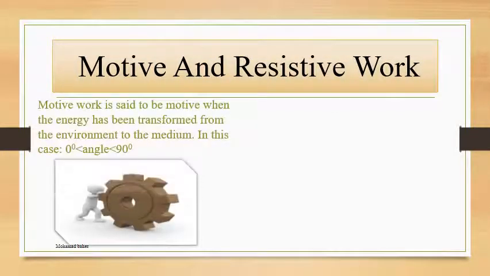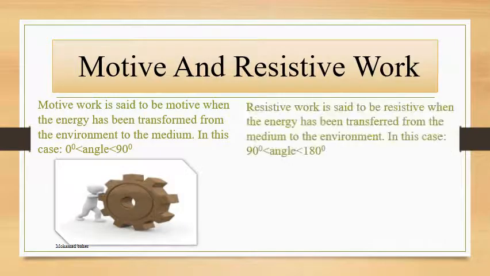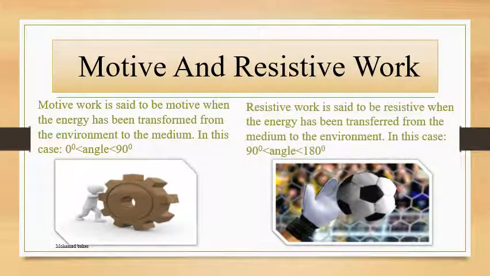The final point today is how to differentiate between motive and resistive work. As I explained in the previous slide, work equals force times distance times cosine of the angle, so it depends on the angle. Here, the work is said to be motive when the energy has been transferred from the environment to the system. In this case, the angle is between 0 and 90 degrees.